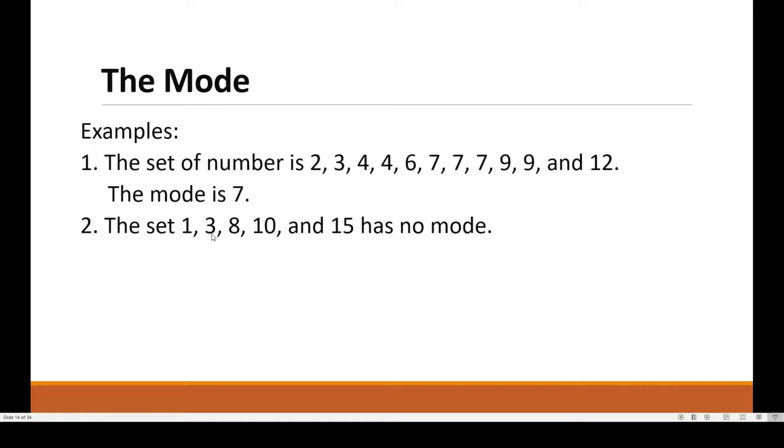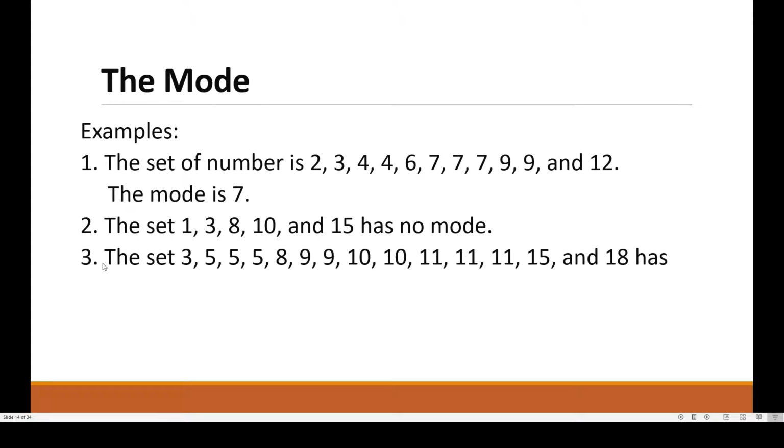The set 1, 2, 3, 1, 3, 8, 10, and 15 has no mode. Example number 3. The set 3, 5, 5, 5, 8, 9, 9, 10, 10, 11, 11, 11, 15, and 18 has two modes, 5 and 11. If you will notice, both 5 and 11 appear 3 times.